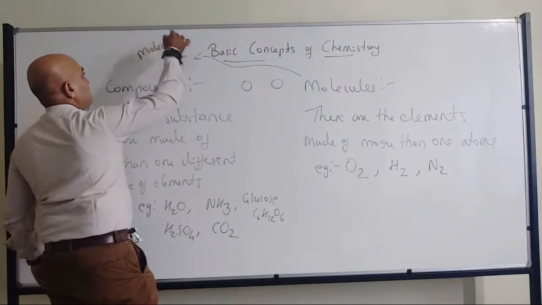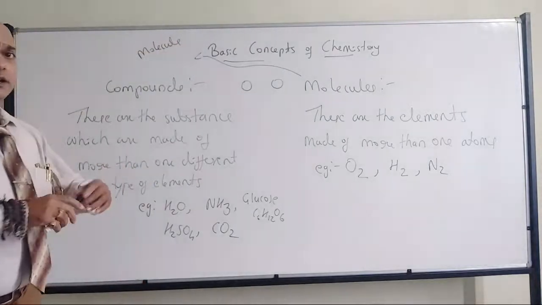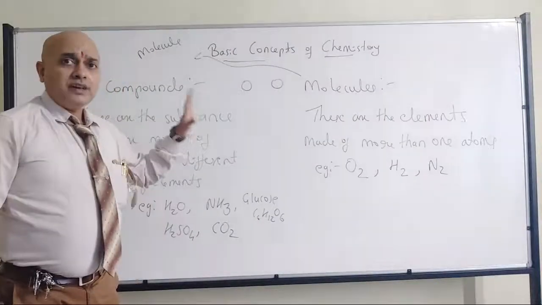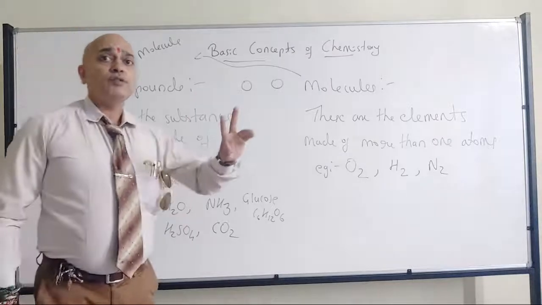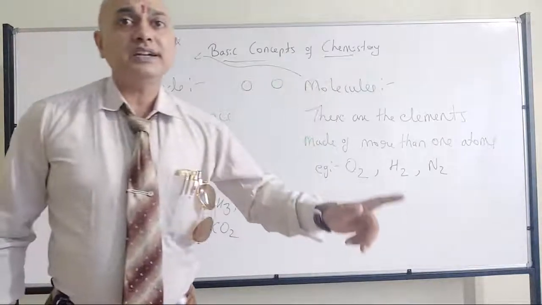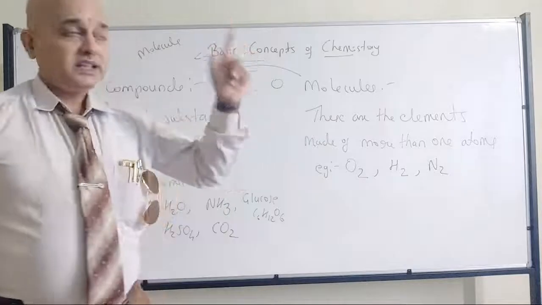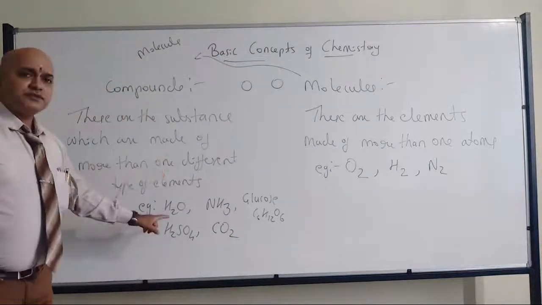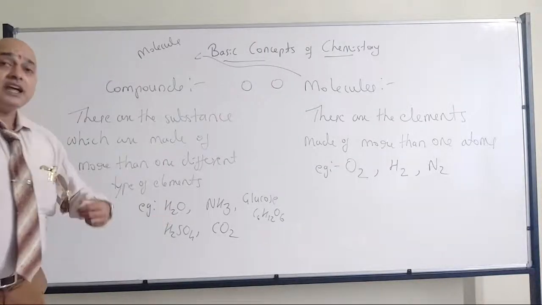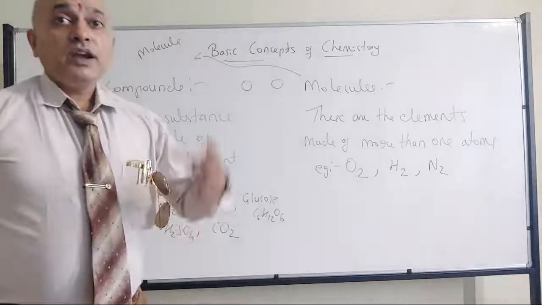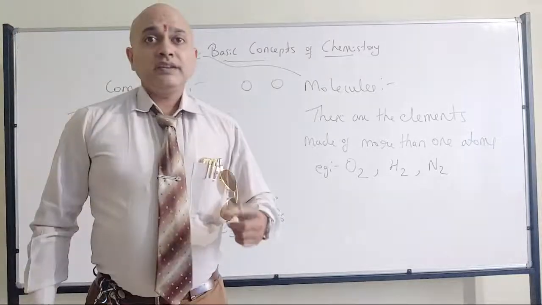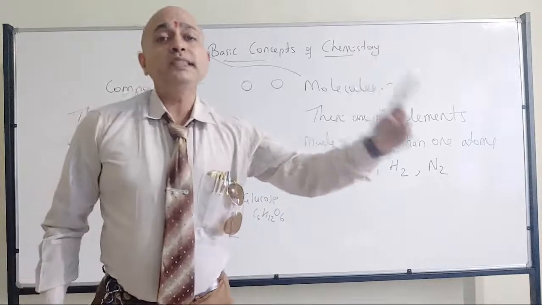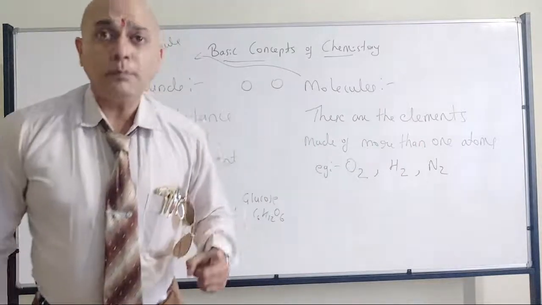It can be used as an umbrella term. That means in a broad sense, any compound or any substance which is made up of more than one element can be considered as a molecule. It can be the same type of element or it can be different types of element. So what I mean to tell here is all the compounds should be molecules, but all the molecules may not be compounds.